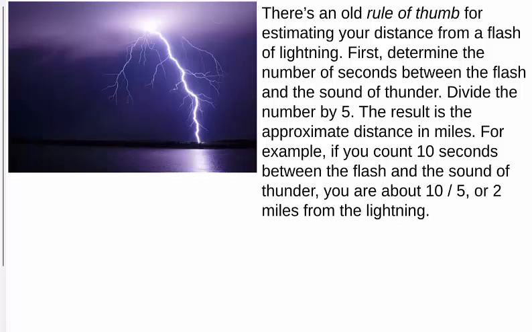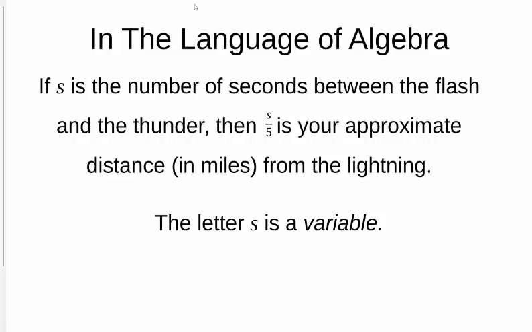So let's see how we can talk about this. In the language of algebra, we could say it like this. If S is the number of seconds between the flash and the thunder, then S divided by 5, or S over 5, is your approximate distance in miles from the lightning. And the letter S is a variable. So what is a variable?